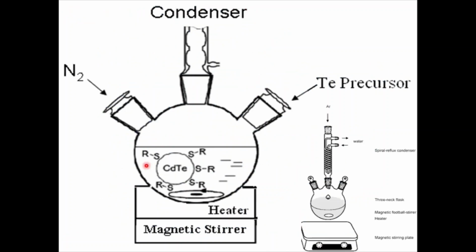Okay, so simply we need a 3-neck flask with precursors, nitrogen on one arm, and tellurium precursors from the other arm. Cadmium is with the surfactants, which is close to boiling temperature, around 230 degrees for mercaptopropionic acid, and a lower temperature for mercaptoacetic acid and mercaptoethanol, around 170 or 180 degrees. Okay, and tellurium and independent surfactants are purged through another arm once this solution is set up.